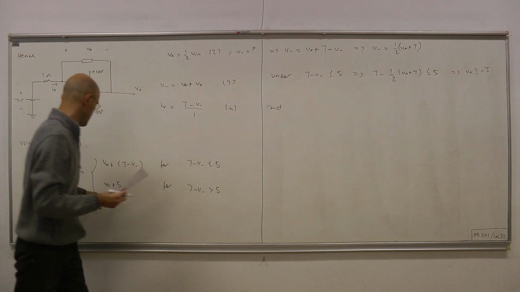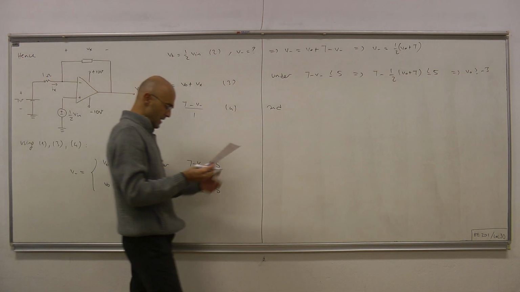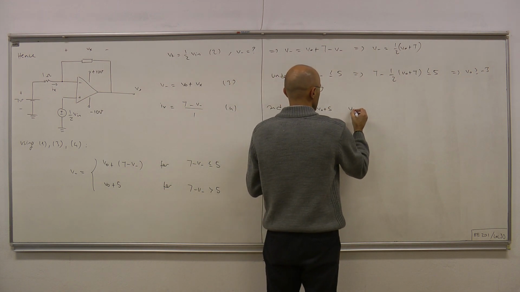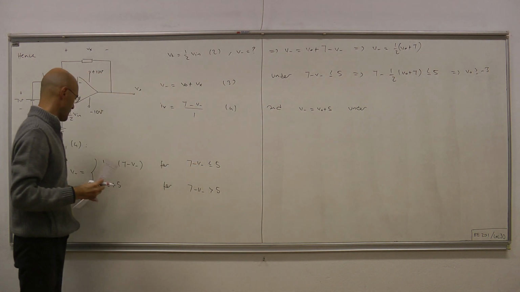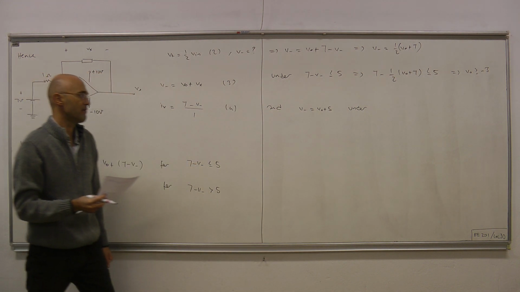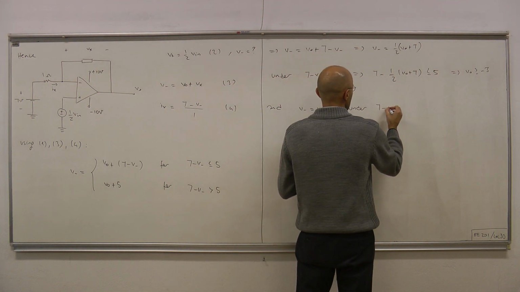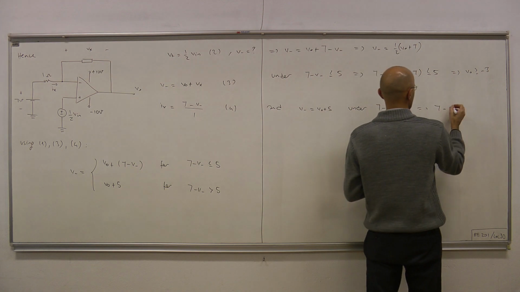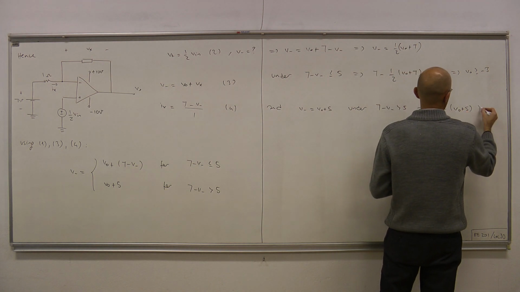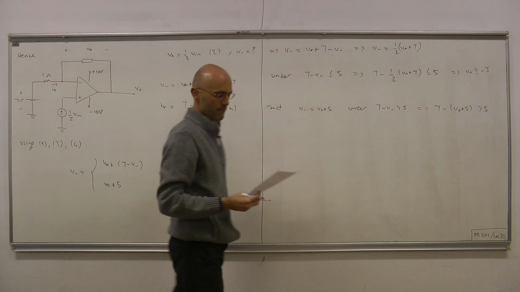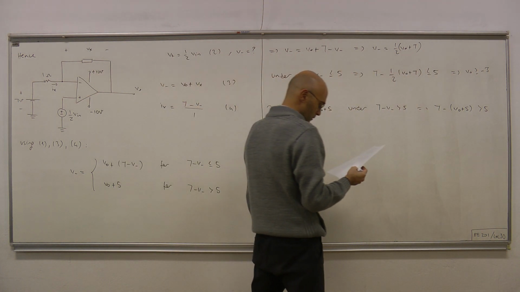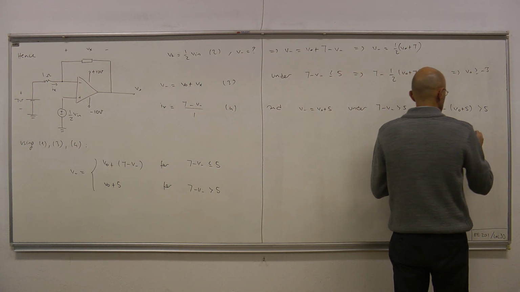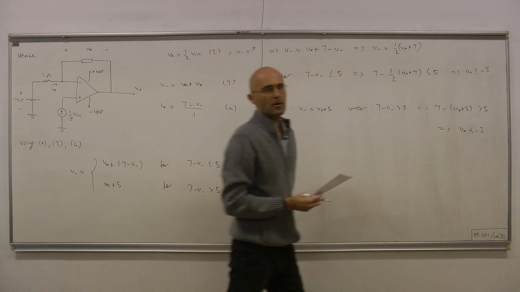Now deal with this bottom expression, V minus equals V out plus 5, under 7 minus V minus greater than 5. That means 7 minus V minus is 7 minus V out plus 5, greater than 5. And that means V out less than minus 3.